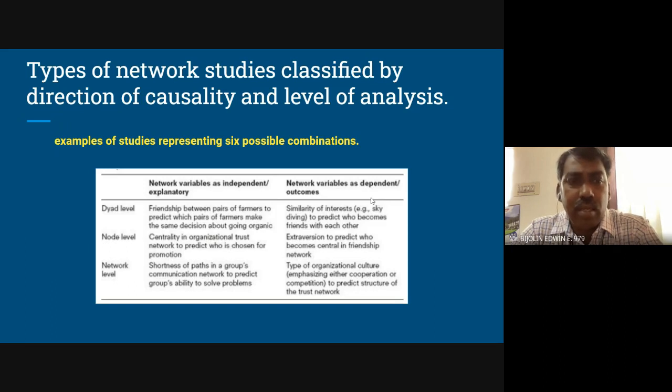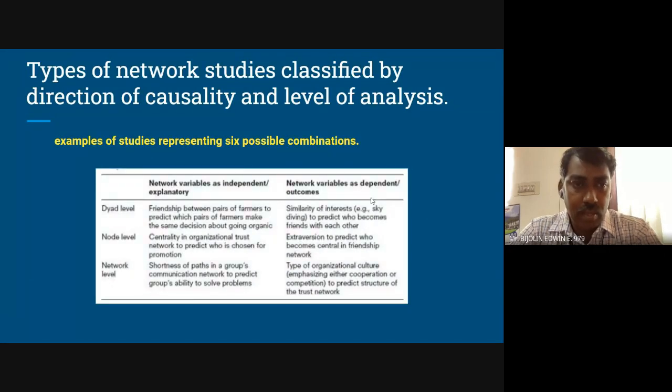Then next is the node level. When they take the node level, another example is given based on organizational trust: how people move with organizational trust based on the vision and mission, and when they work harder, people will be chosen for greater positions, and promotion might also be given.